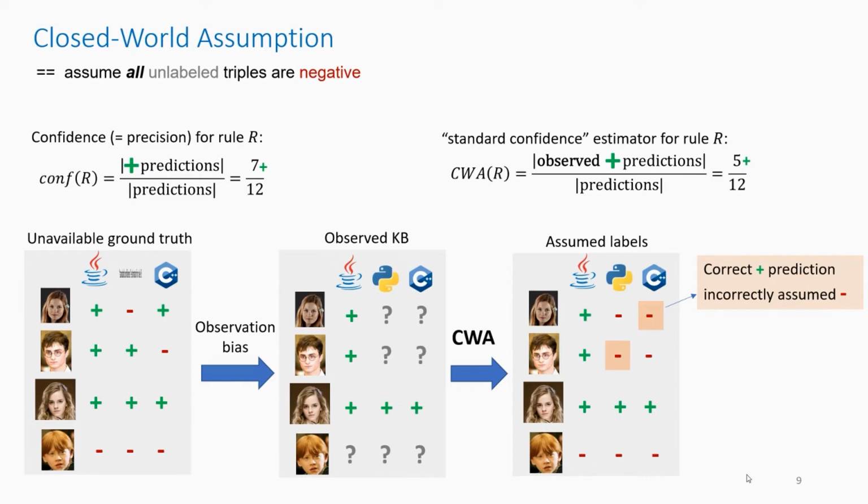The confidence estimator based on this assumption is called the standard confidence in literature. It will just count the observed positive predictions out of all predictions. So in this example, that would be 5 out of 12 instead of the correct 7 out of 12.